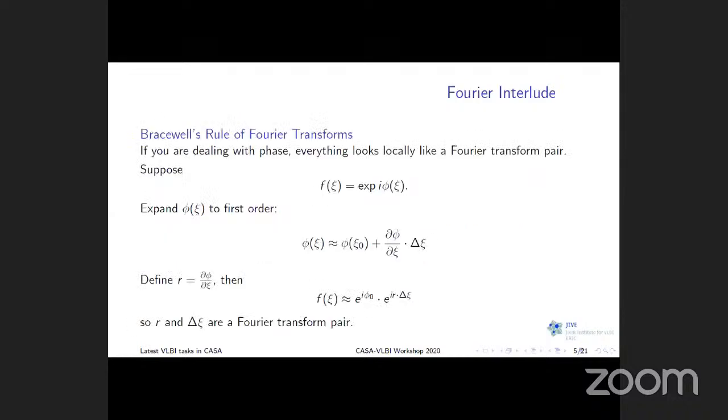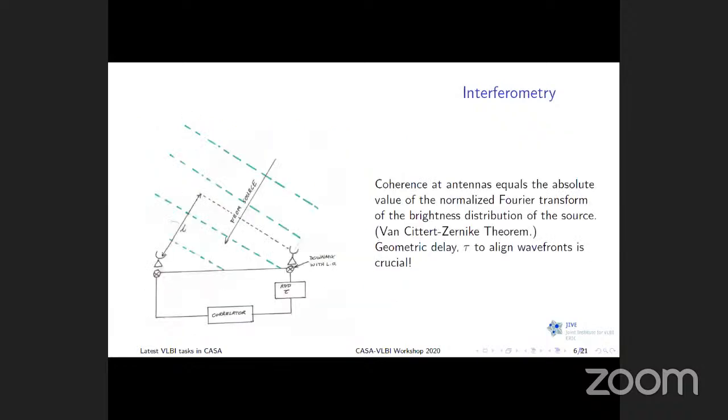Now, an interlude, which I've attributed to Bracewell, but I don't think he said it, but I just thought it would be convenient to have somebody eminent to attribute it to. Now, the thing is, when you're looking at phase, a complex exponential of phase that's a function of anything at all, then locally it's going to look like a Fourier transform pair of coordinates. So you can take the derivative of your function of something, and then introduce a new coordinate which is that derivative, and then you automatically have a Fourier transform pair. And we're going to see how that becomes a thing when we develop the theory of fringe fitting. So again, this is something that Benito showed, but it bears repeating.